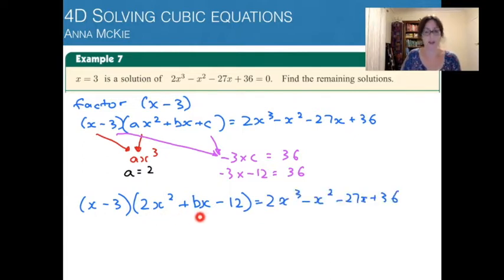Right, so the only unknown we've got here is b. And so how would we find b? By expanding this out to solve for b. Again, a technique I talked through in another video was a quick way of solving this, thinking about where would your x squared term come from.